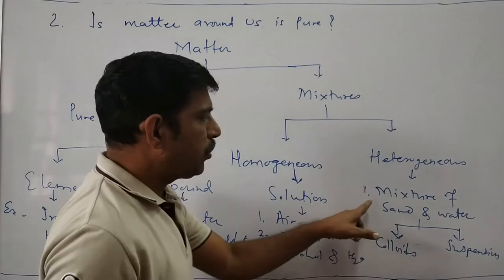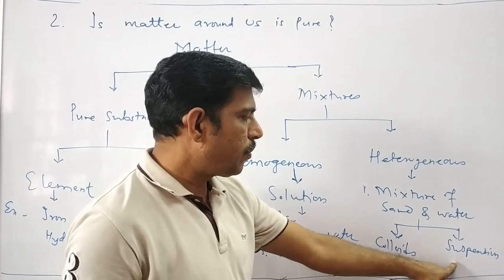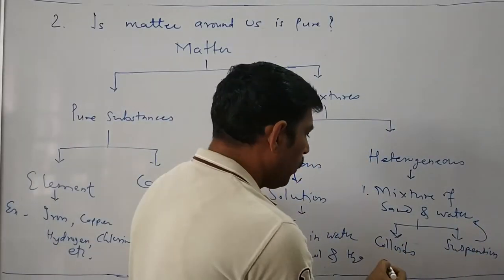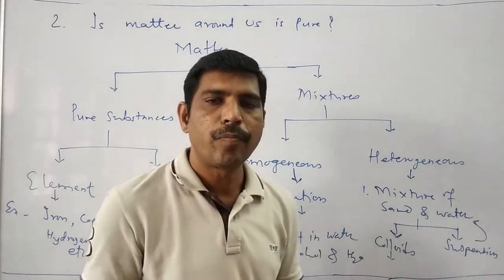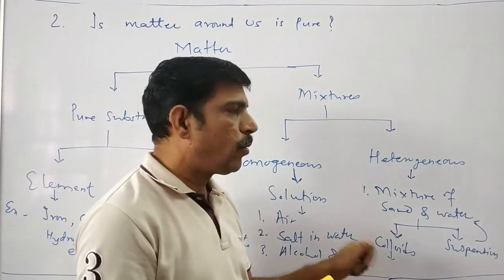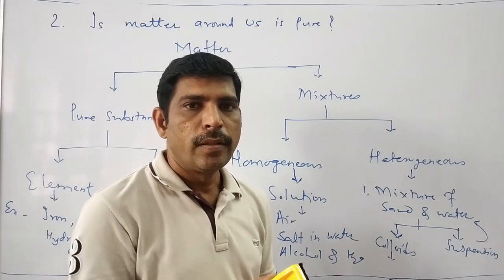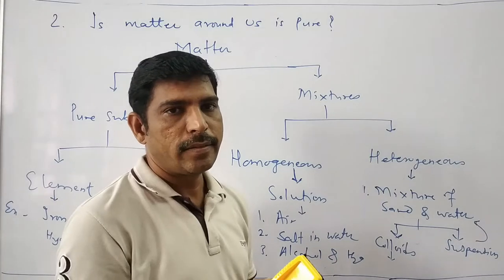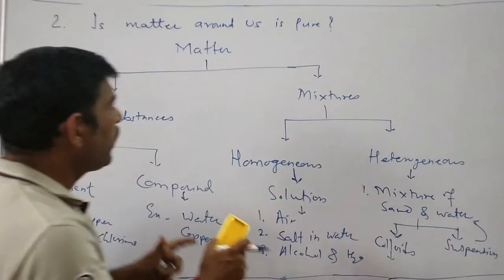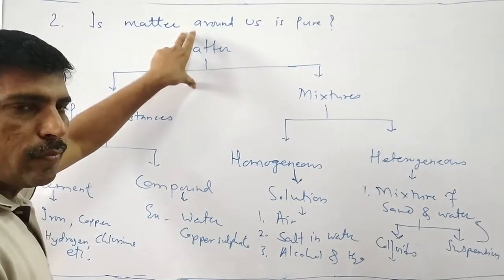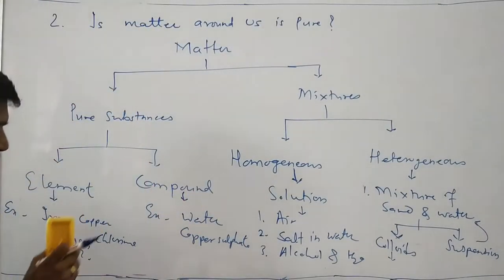Okay, so this mixture of sand and water is the example of suspension. And colloids, for example, our milk contain the proteins and water. So this is the example of colloids. Then jams and jellies, these are also the example of colloidal materials. So this is about the classification of mixture actually, but I started from the matter. You have to note it in your notebook.